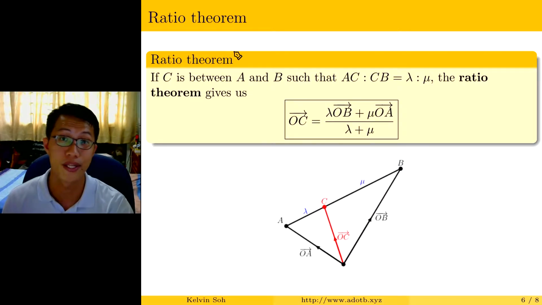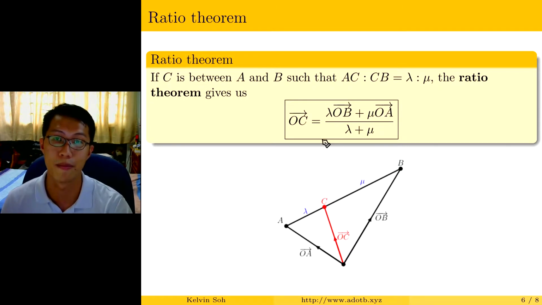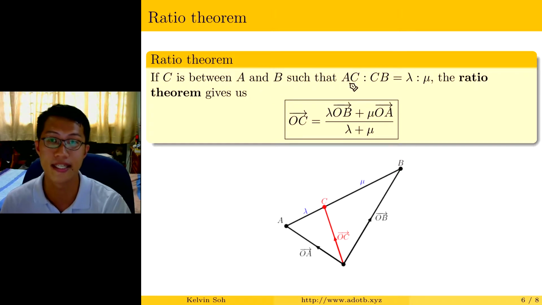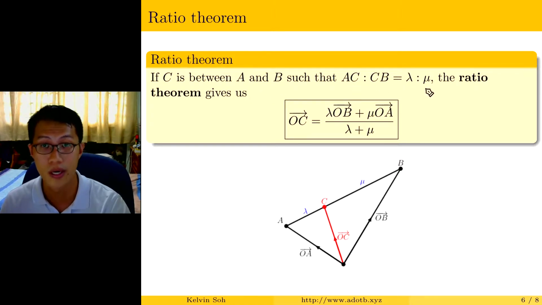The next concept we're going to discuss is the ratio theorem. This theorem allows us to calculate the position vector of a point in the middle of two other points A and B, as long as we know the ratio between AC and CB. So the theorem goes this way: if C is between A and B such that AC is to CB as lambda is to mu, the ratio theorem gives us this formula.